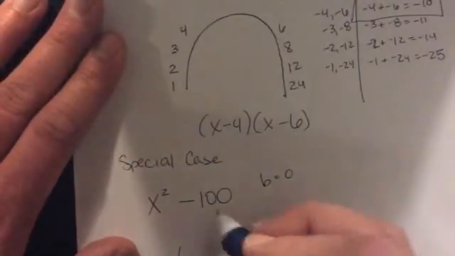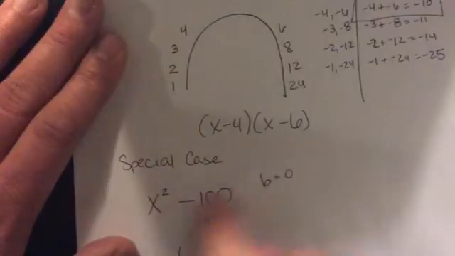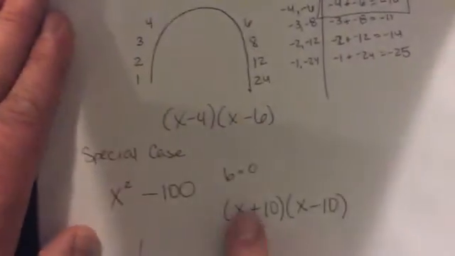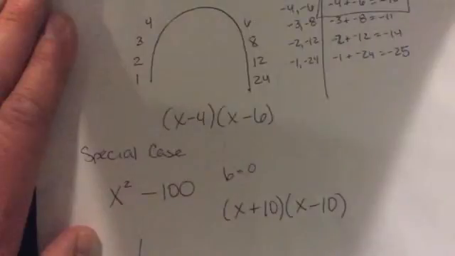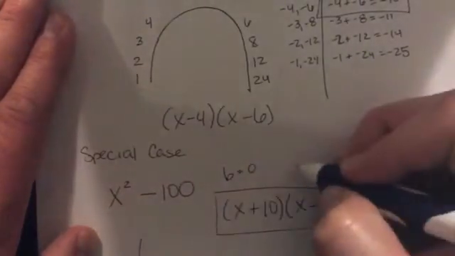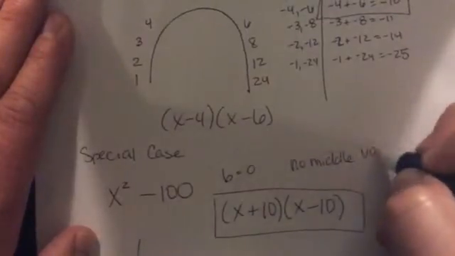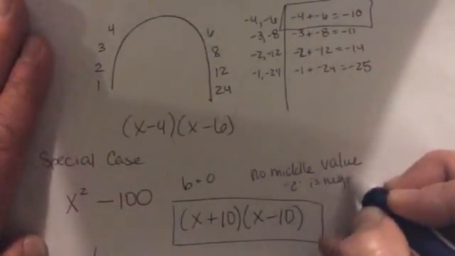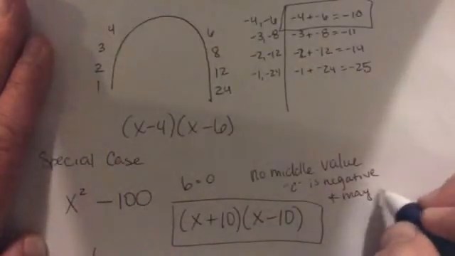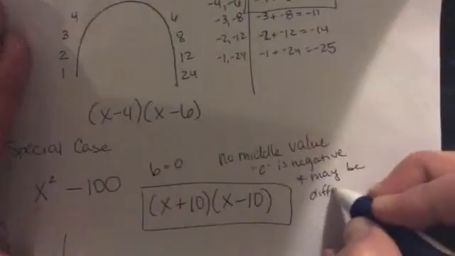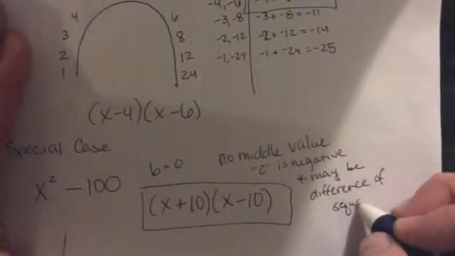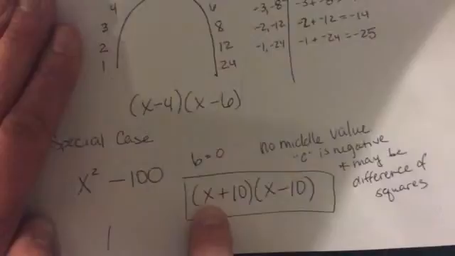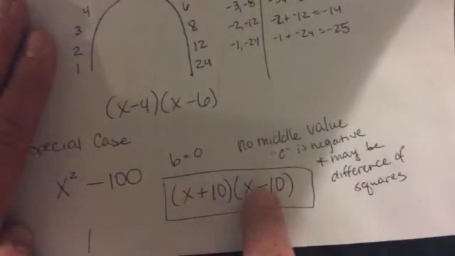Without even doing the hill here, I do know that my numbers have to be opposites because they have to add to 0. If I add 10 and negative 10 together, that's going to be 0. If you have no middle value, and c is negative, it may be what we call difference of squares. What you do notice is that the square root of 100 is 10, the square root of x squared is x, but what we do have is a positive 10 and a minus 10 that will cancel each other out.